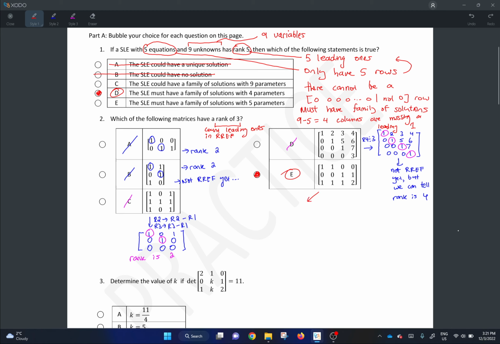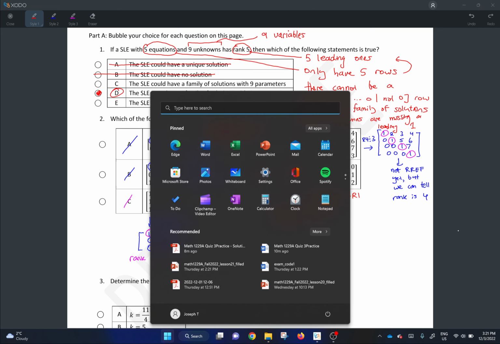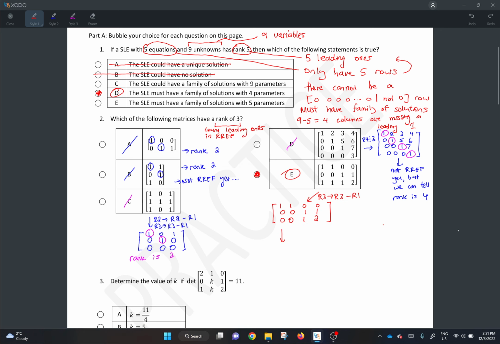So my first step is I'm going to replace row 3 by row 3 minus row 1. And we get 1, 1, 0, 0, 0, 0, 1, 1, 0. So 1 minus 1, 1 minus 1, 1 minus 0, 2 minus 0. Okay, next step. I'm going to take row 3 and replace it by row 3 minus row 2.